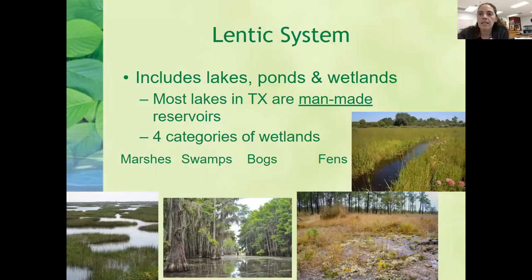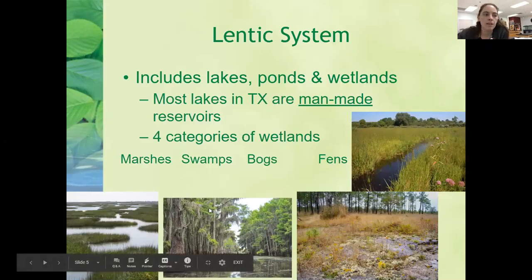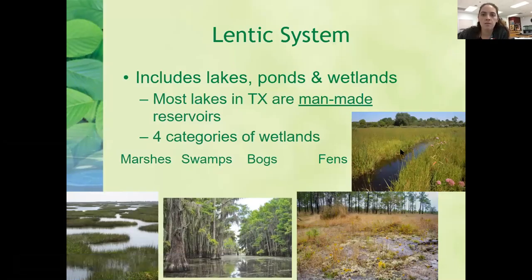And then there are the lentic systems. So these include lakes, ponds, and wetlands. And wetlands are going to be areas where it's a mix of land and water, things like marshes, swamps, bogs, which tend to be really muddy places, and fens, which look grassy, but then there'll be small channels of water.